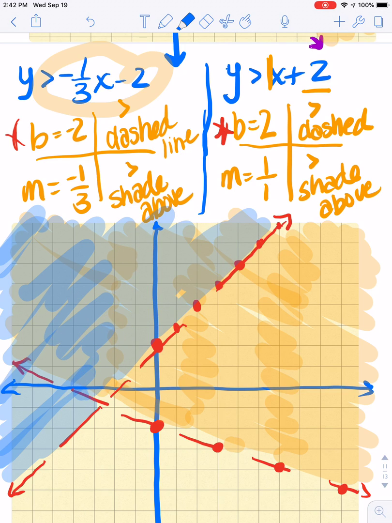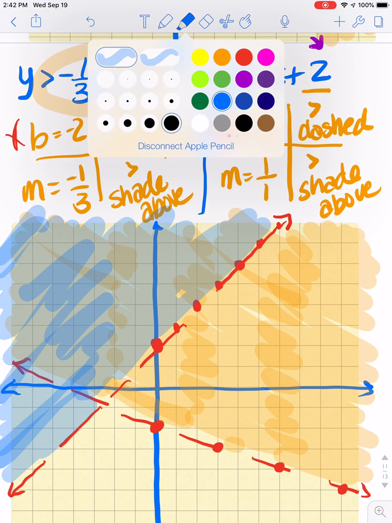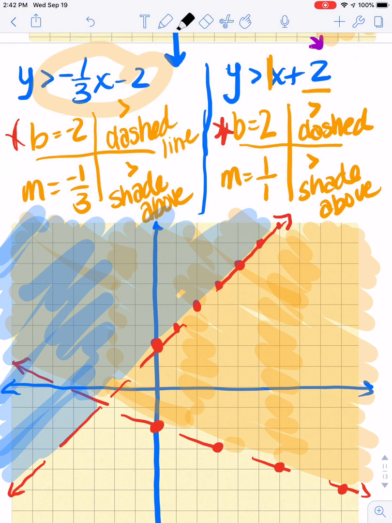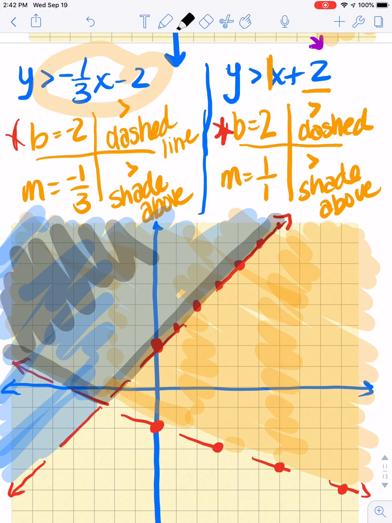Now remember, when you're looking for your solution, you're looking for where they both overlap. So if I'm looking for that overlapping area, that's going to be right in here. So everything over here is going to be part of our solution. Okay, go over your stuff from your foldables today, and this will be practice tomorrow.